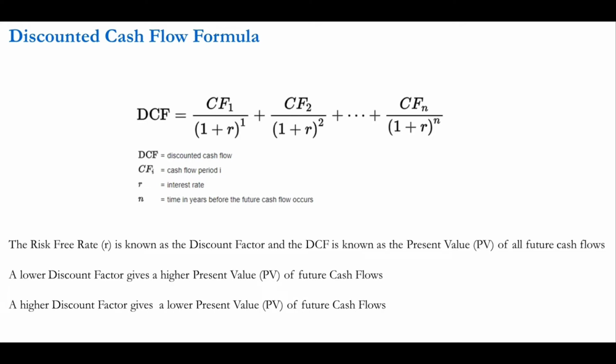So if the discount factor is dropping, then the present value for the future cash flow will increase. If the discount factor rate is increasing, the present value will decrease for future cash flow, and this will let us see the value of these companies and what we can expect for their price earnings.